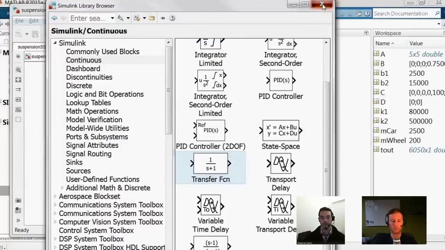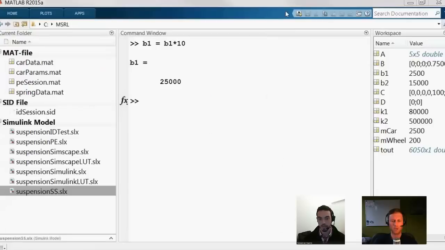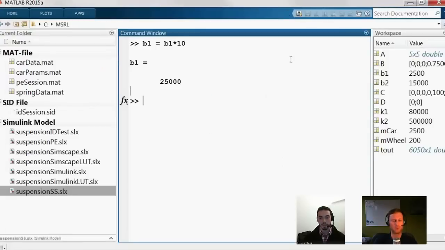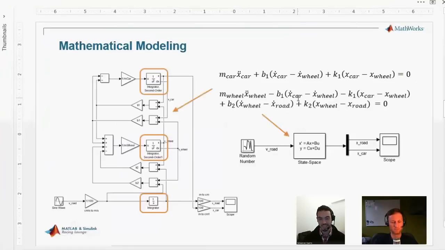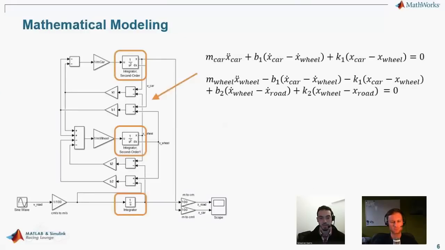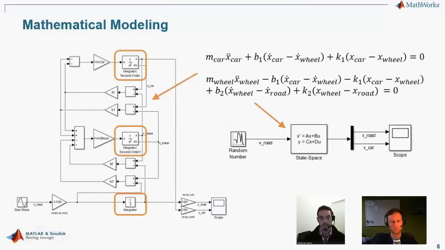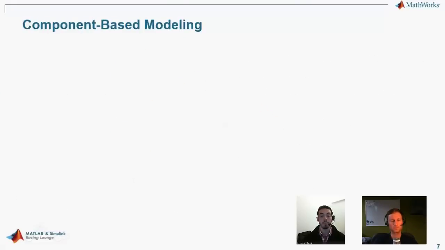Great. Well, I think now it's time to move to the second modeling approach. You said you can actually model the physical system directly, so I'm really curious about seeing that. Yep. So let's remove the focus from equations a little bit and talk about the next part, which is component-based modeling.